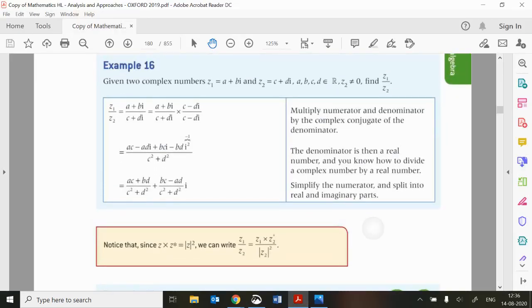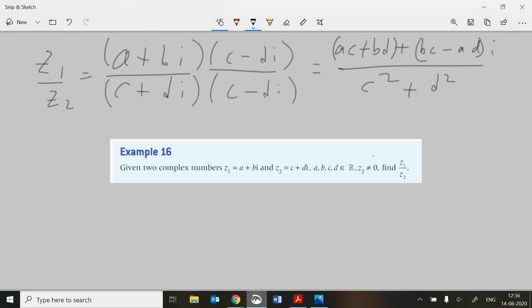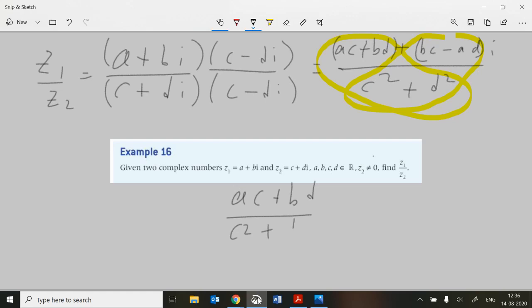Well, yeah, they've just split it up into a real part and an imaginary part separately. So they've just said at this point here is our real part, and here is our imaginary part. Okay, so they've written it out fully in order to define what the real and imaginary part is separately. c squared plus d squared, and then plus (bc minus ad) over (c squared plus d squared) i. Okay, so there's your final answer.